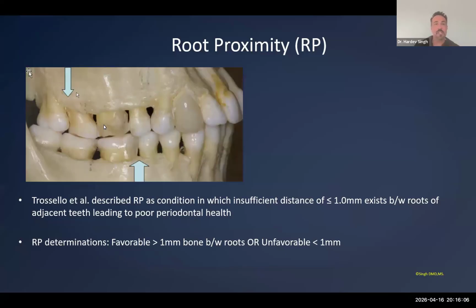So, root proximity, this was a term that was described by a general dentist who actually did a lot of ortho. And what they're saying is if you have two teeth or multiple teeth that are less than or equal to 1 millimeter apart, you're going to have periodontal issues. And the reason being is simply because there's a lack of vascularity into those areas. So, unfortunately, if patients have malocclusion, crowding, and it's not caught early and the roots are very close to the neighboring teeth, you're going to have some periodontal issues going on.